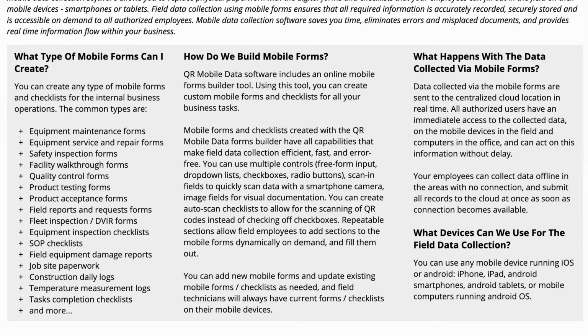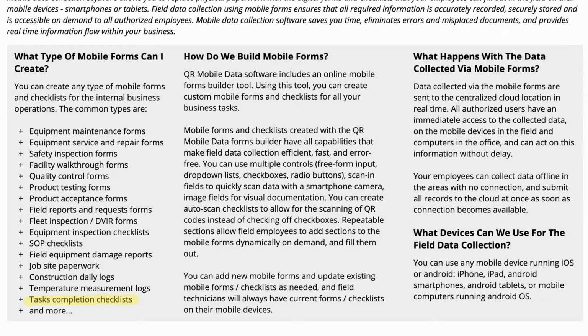These forms include, for example, equipment maintenance forms, equipment service and repair forms, safety inspection forms, product acceptance forms, field reports and requests forms, fleet inspection and driver's vehicle inspection reports, equipment inspection checklists, SOP checklists, field equipment damage reports, job site paperwork, construction daily logs, tasks completion checklists, and so on.